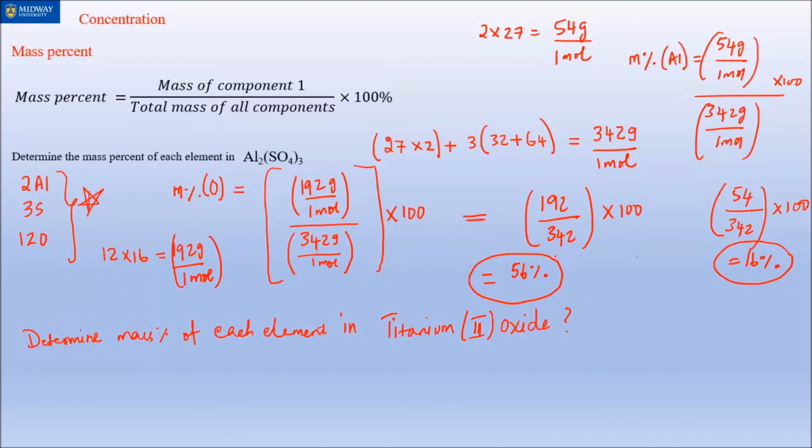Keep in mind, I have not solved for sulfur. So you're going to solve that, calculate the percent, and then you would also determine the mass percent of each element in titanium 3 oxide. This is a case where I've given you the name and not the formula. See if you can do it. And then if you have questions, you can ask me.